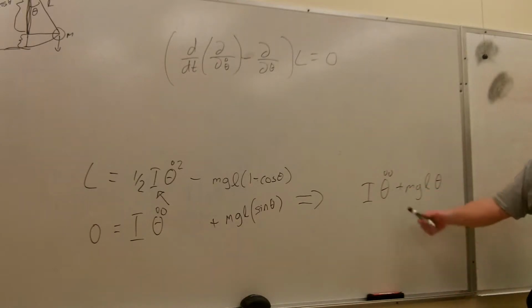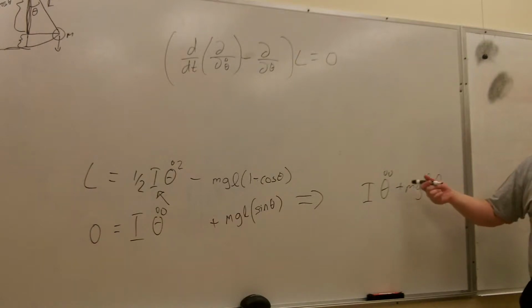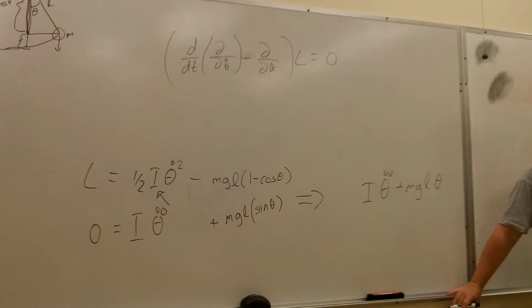And then we want to solve this for theta. Now, if you notice, I've got a second derivative and the actual function itself, no first derivative, so it's pure simple harmonic motion. So this is going to be proportional to those terms. You can just get the MGL, and you get the square root, so the frequency is going to be proportional to the square root of that MGL.